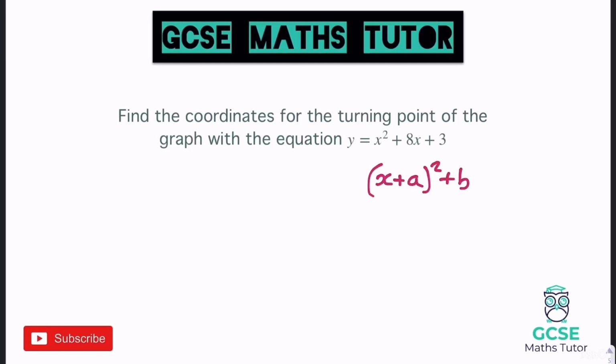So in order to do this, you have a look at the x coefficient, which is there, and we halve that number, and we stick it in the start of our bracket like this. So we have x plus 8 halved is 4 squared.